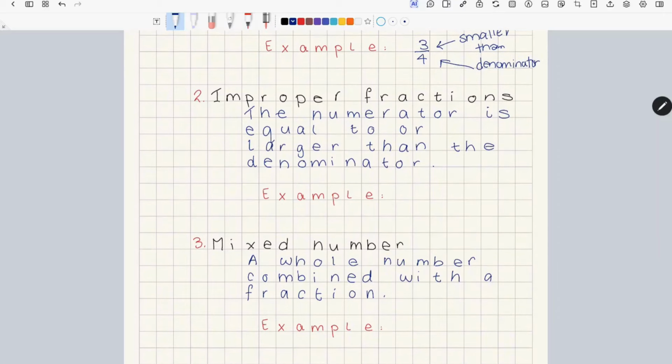Now, when we look at improper fractions, it's where the numerator is equal to or is larger than the denominator. Hence why it's an improper fraction. Now, an example we could use for this one would be 5/4, or you'd say 5/4. So this numerator is larger than the denominator.